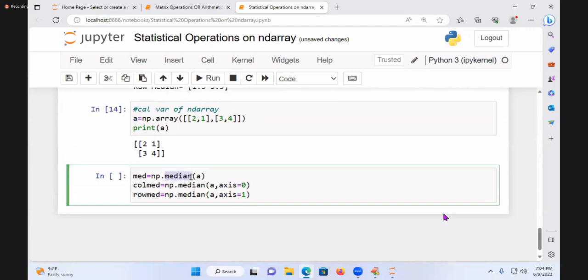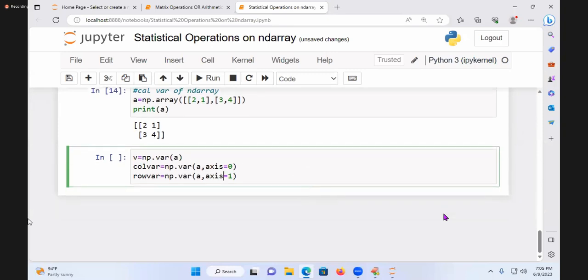Variance is equal to variance of, I am writing V. Now, column variance is equal to, I am writing here. Variance is equal to. Now, next is row variance, what I am saying now? Variance of A comma axis is equal to 1.